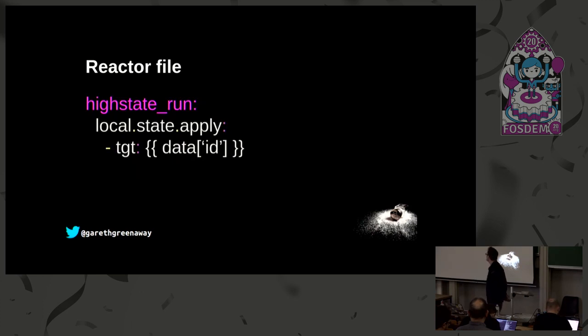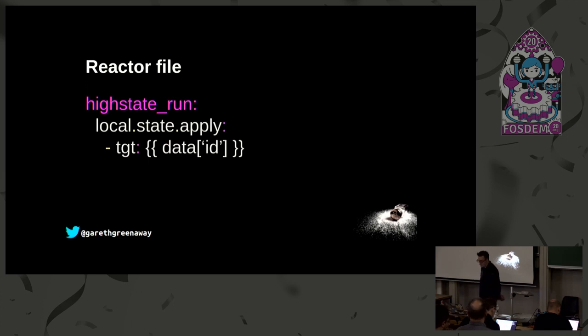And then here's a reactor file. In this case, we want to do a state apply, which is a high state, and we want to run it on the minion that was part of the event that was sent. So that would be the ID.